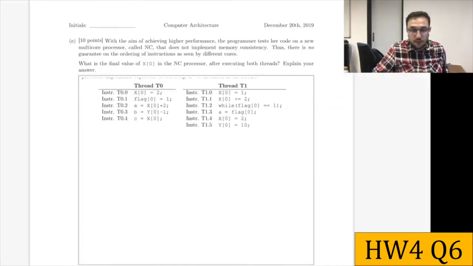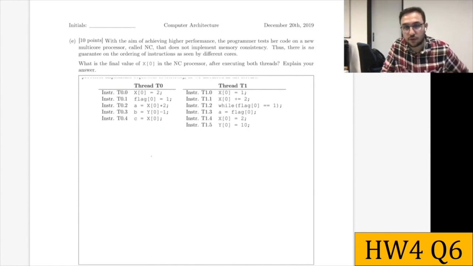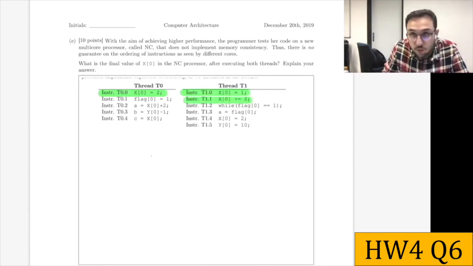In case of no memory consistency, core A can see core B's memory requests executed in different orders, rather than all of them in the order specified by the program. So in this case, we also need to look at other permutations that we didn't consider in the second part of the question. Here, let's look at the instructions that can change the value of X0. Again, this one, and this one.